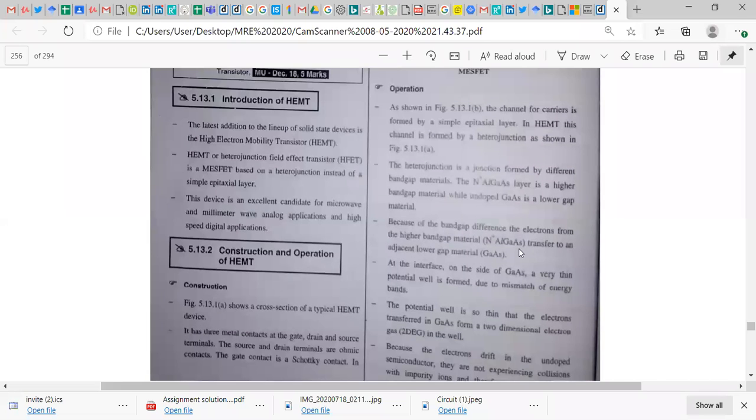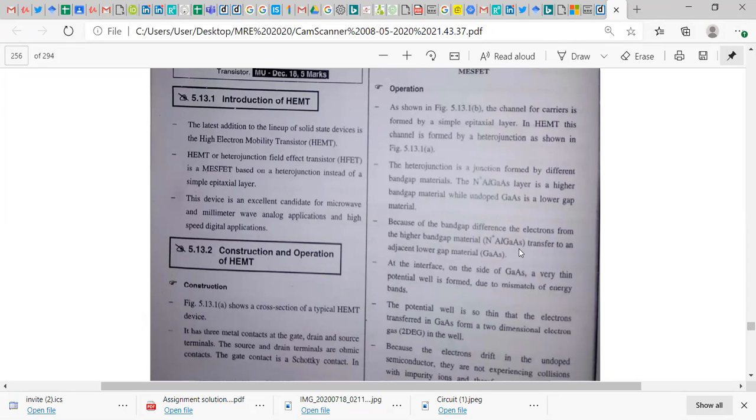Because of the band gap difference, the electrons from the higher band gap material N+ GaAs transfer to an adjacent lower gap material. Because of this energy band difference, what happens? The electrons jump from the higher energy band to the lower energy band. They jump from the N+ to the N-type GaAs layer.